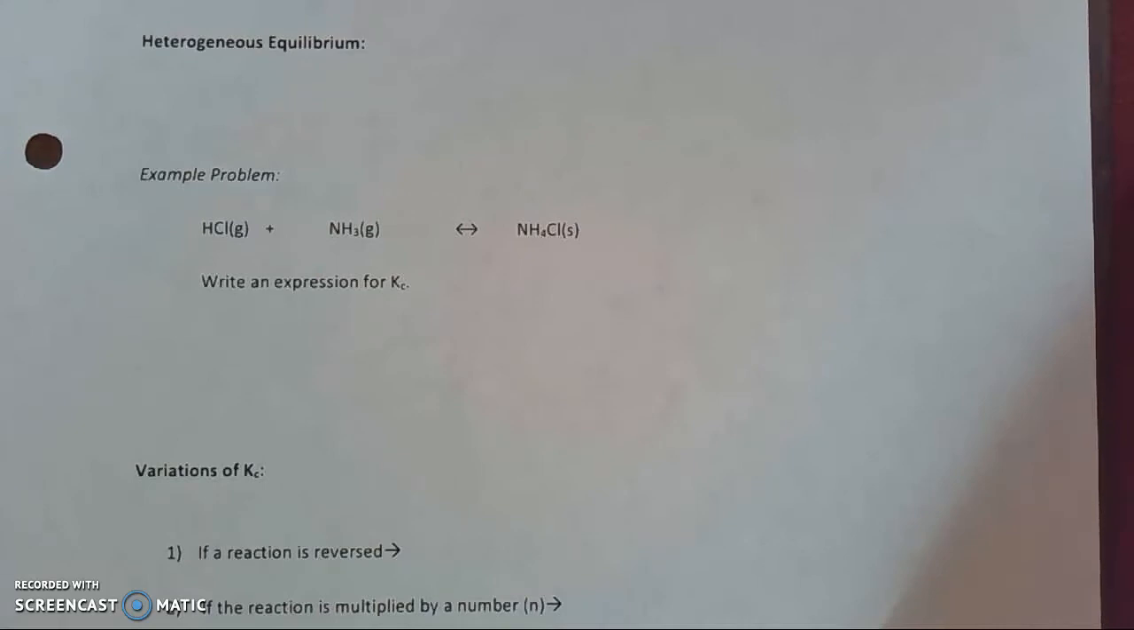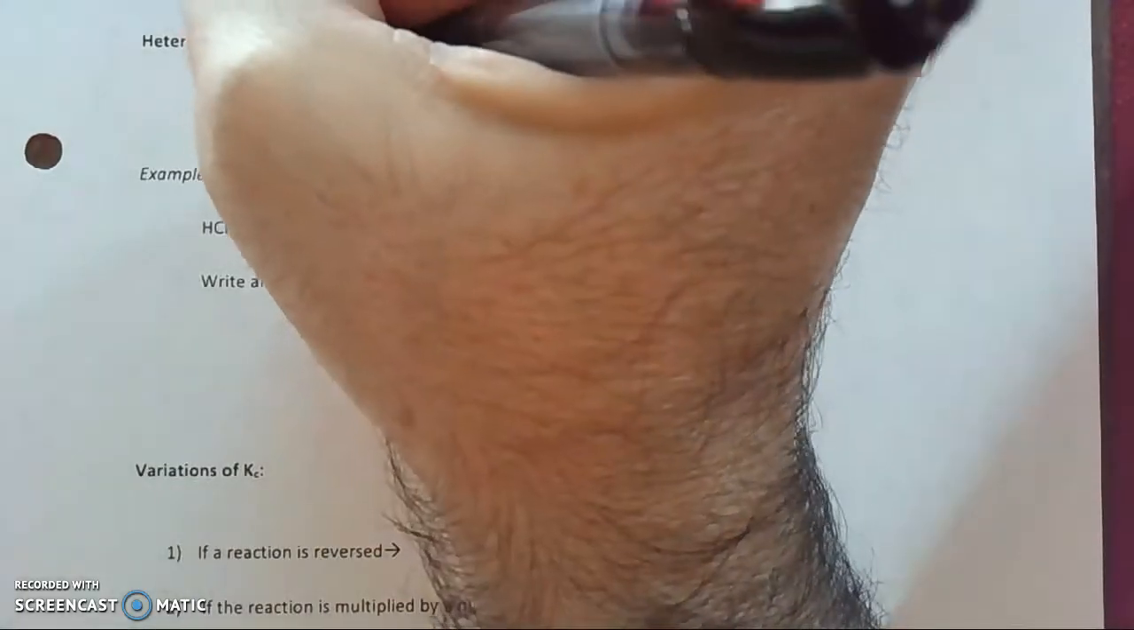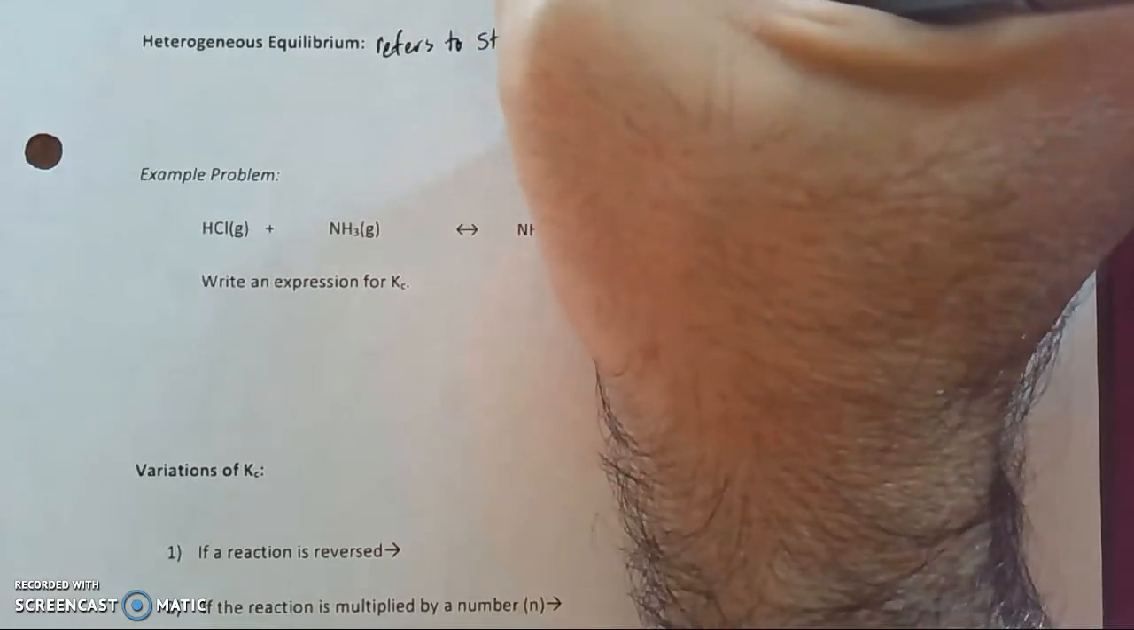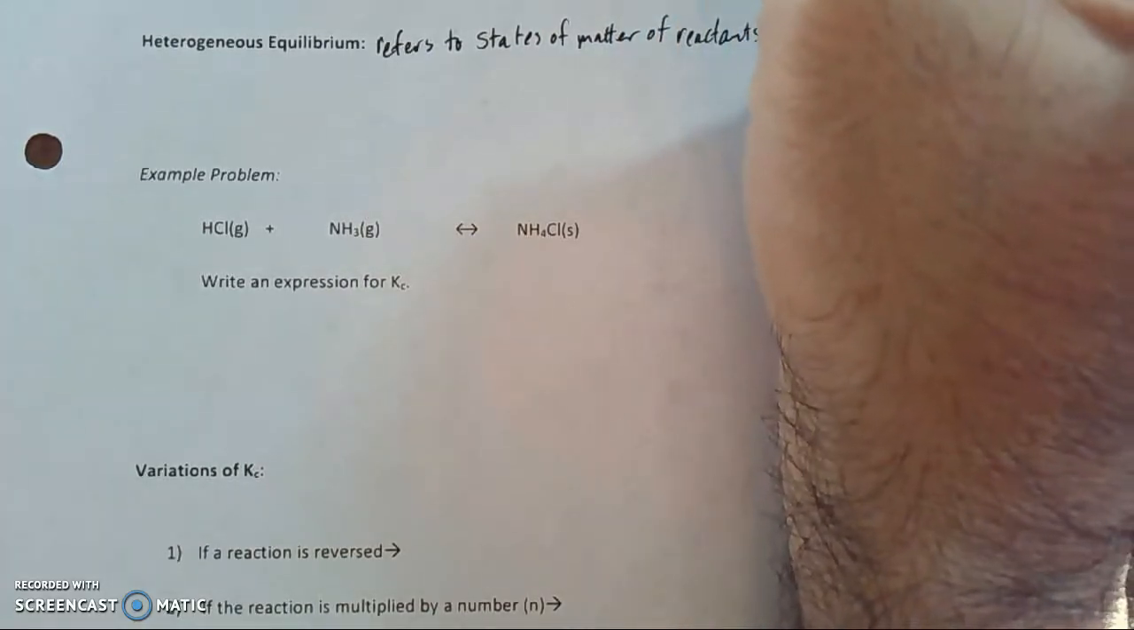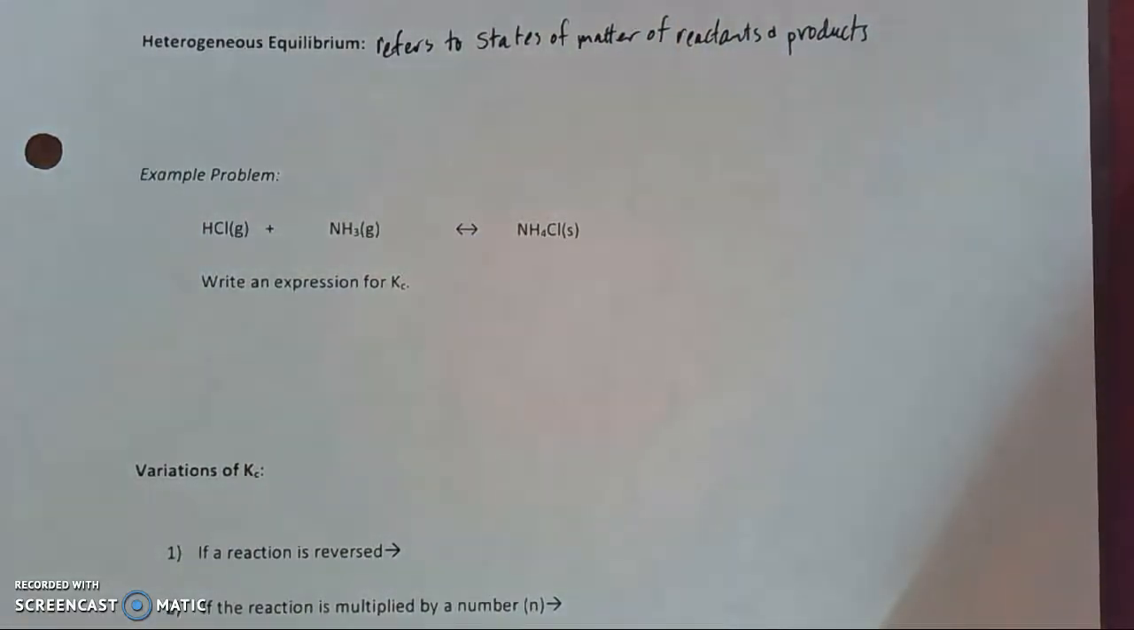So what we have been looking at previously was homogeneous equilibrium, but what this refers to is states of matter. And we're looking at the states of matter of reactants and products. So we said before, we've been looking at concentration, but we're also going to see that we can use pressures for equilibrium. But concentration means that we have to have something dissolved in water or another substance.